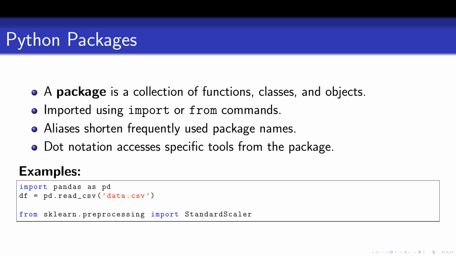To extend Python's functionality, you'll frequently use packages, which are collections of modules containing functions, classes, and other objects. You import packages using either import or from statements, and you can create aliases to simplify long names. For example, import pandas as pd is a common alias that shortens every reference to the pandas library. Once a package is imported, you use dot notation to access its contents, like calling pd.read_csv to load a data file using pandas.